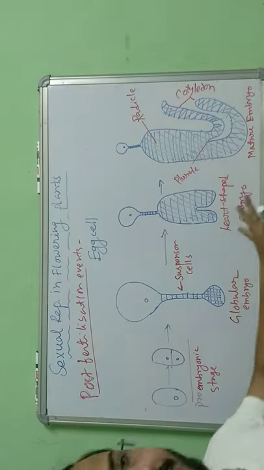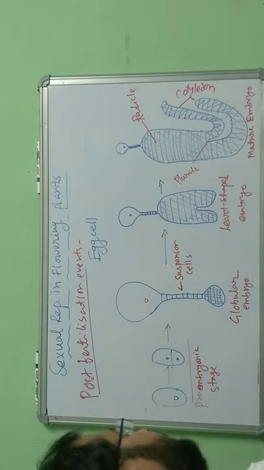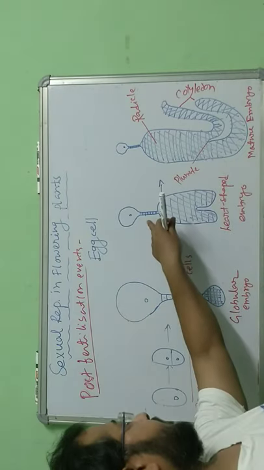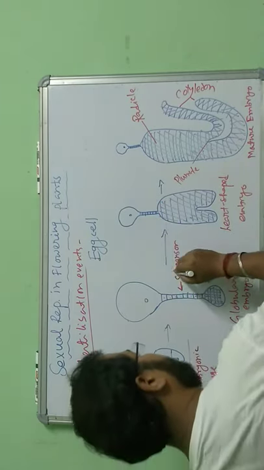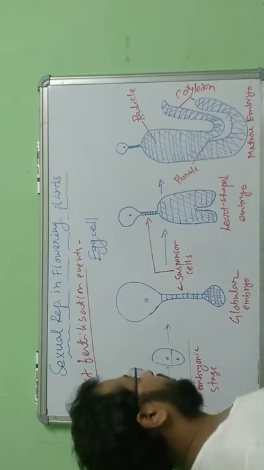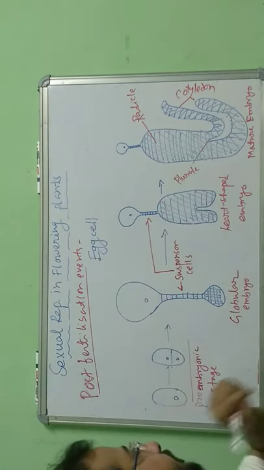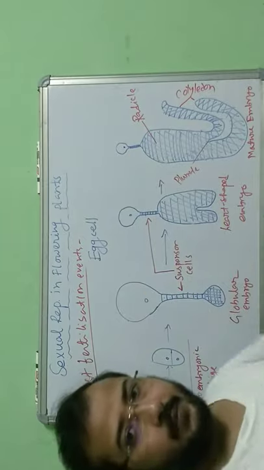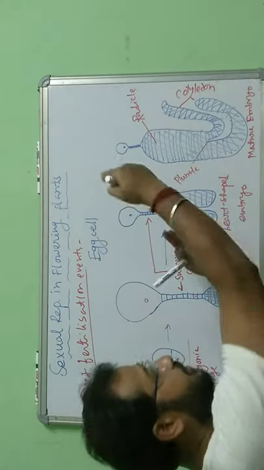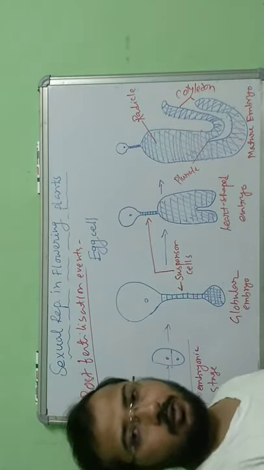Step by step, very important, you have to practice this. Don't forget to label this suspensor cell. This is also a suspensor cell. Same here it comes. Now, one more step comes after this of the dicot embryo.